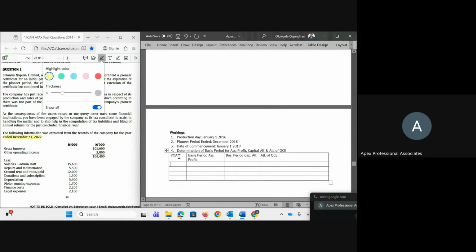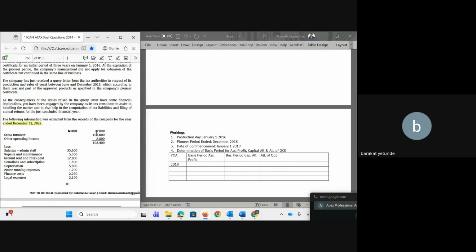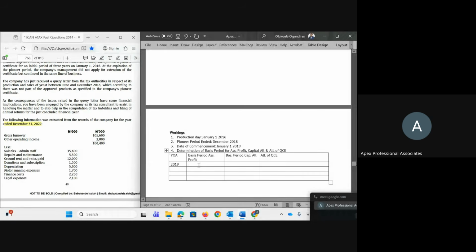All right, so let's start with 2019. That's the year of commencement. Remember in 2019, you have to apply the old rule. You really say from the day of commencement, that's 1/1/2019 to 31 December 2019. Is that correct? Are we on the same page? Yes, sir.